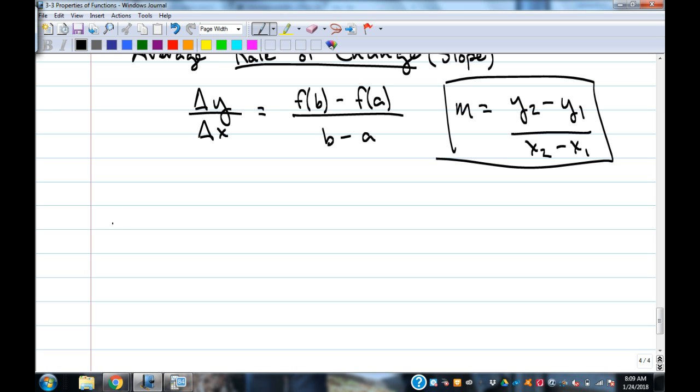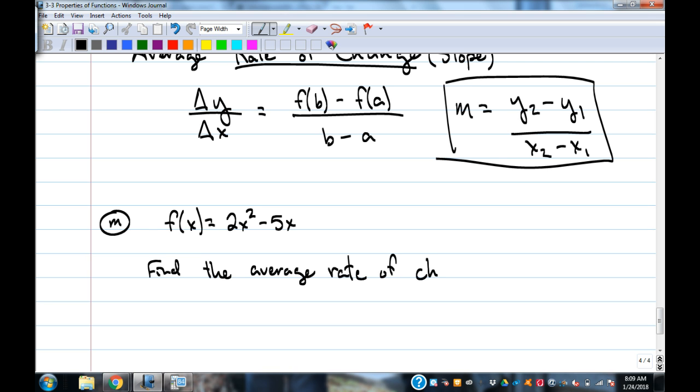So what they're going to do is give you some sort of equation. Let's say we have f of x equals 2x squared minus 5x. And they want us to find the average rate of change for f of x over [1, 3]. And that [1, 3] is an interval. Keep that in mind. They're giving you an interval to find that average rate of change over.